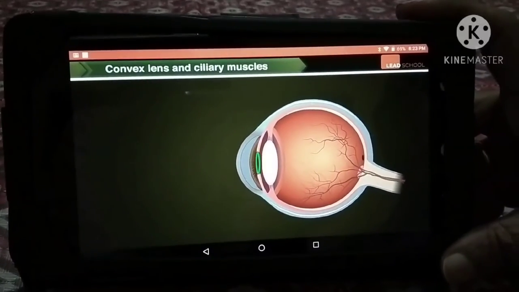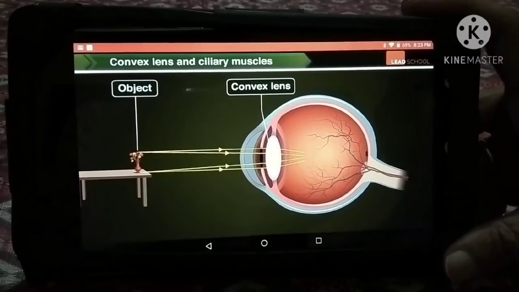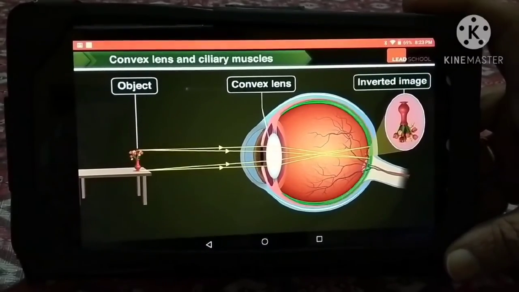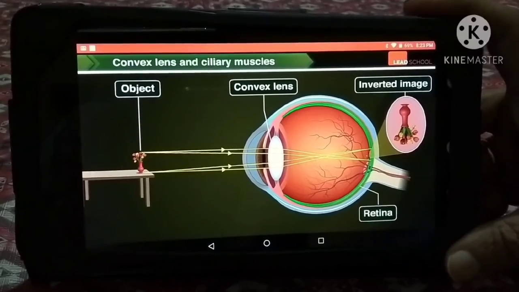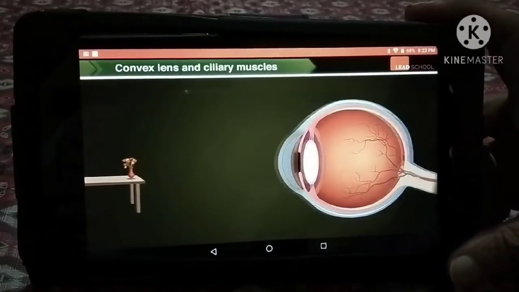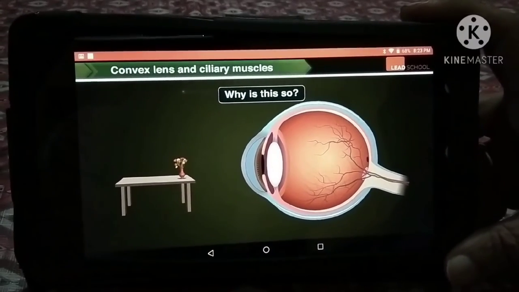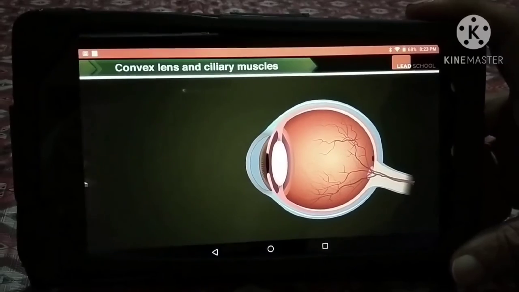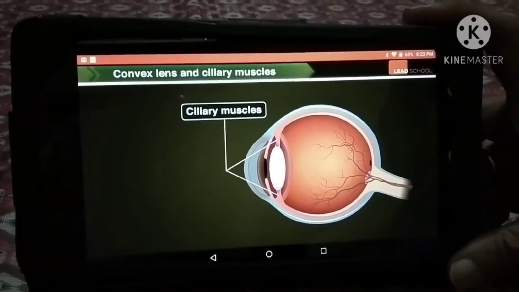Behind the pupil, there is a convex lens, which forms an inverted image of the object on a screen at the back of the eye. This screen is called the retina. We can clearly see both far off and nearby objects. Why is this so? This is because the ciliary muscles control the thickness of the convex lens.